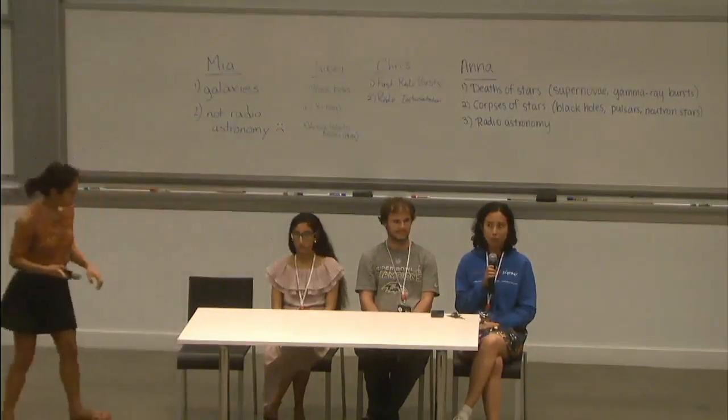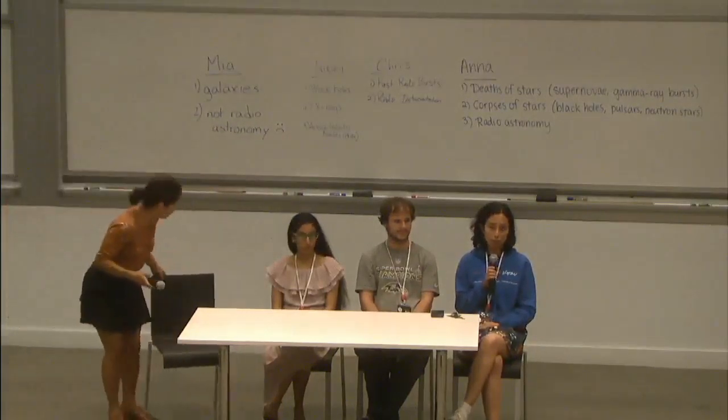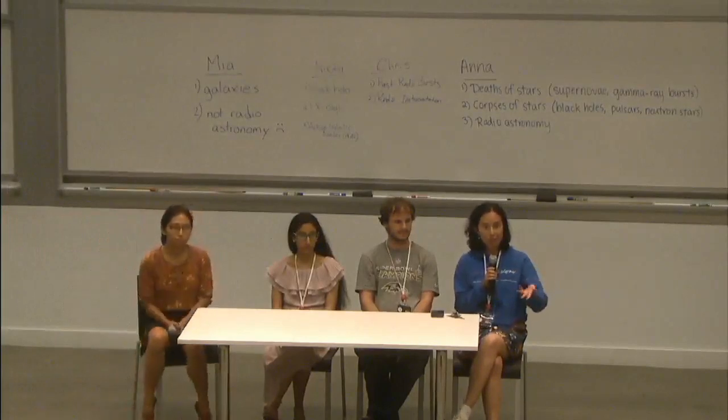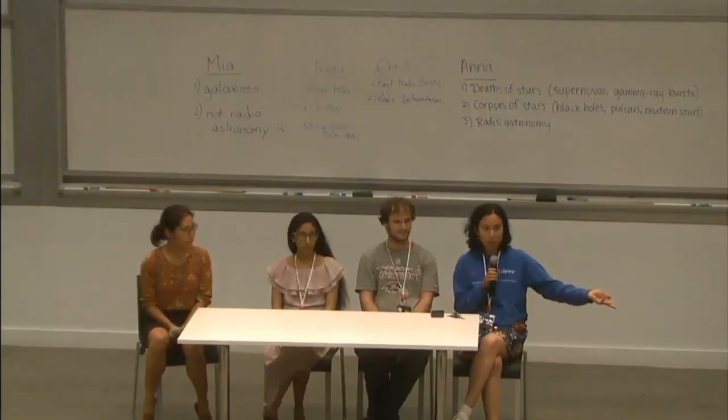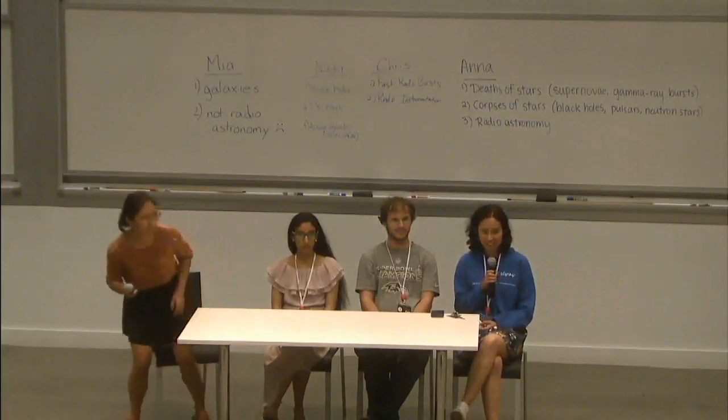You can try to look at information in other parts of the electromagnetic spectrum. So if you have radio information, you could then look and see if you had information in visible light or infrared light or X-ray light, and that can also give you a clue. So those are some of the examples for things you can do. Did I answer your question?